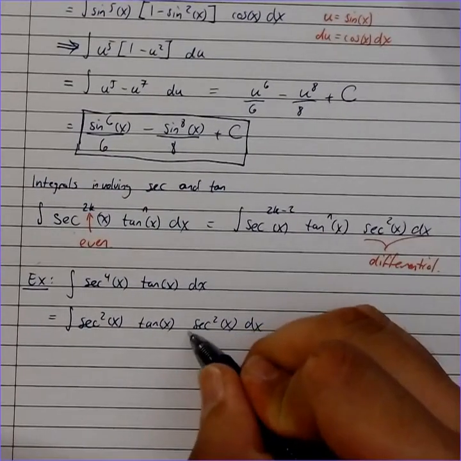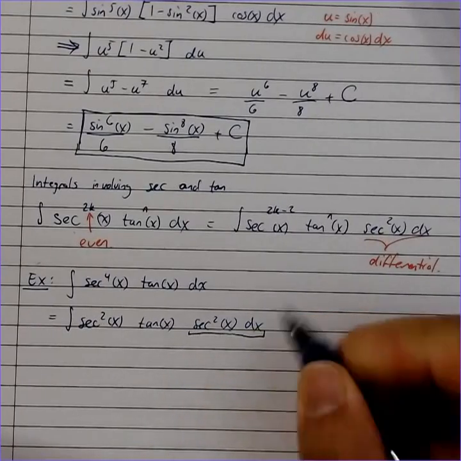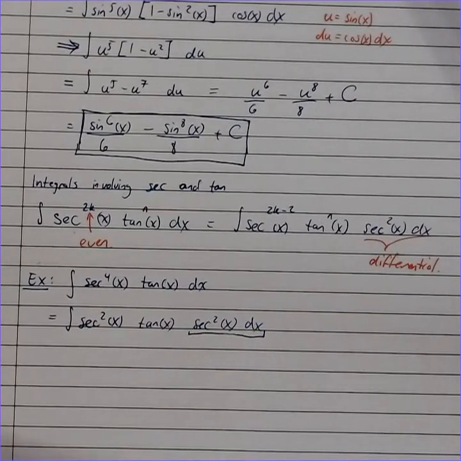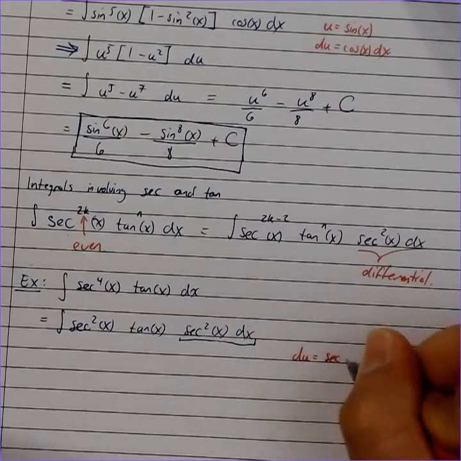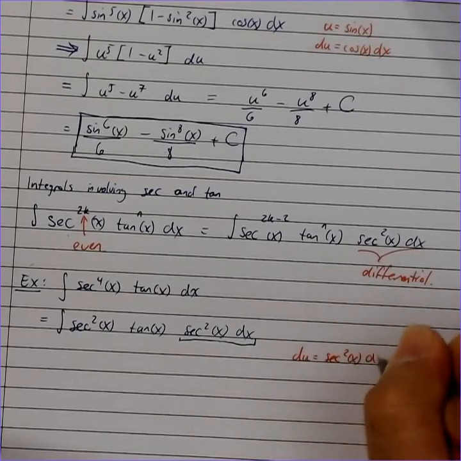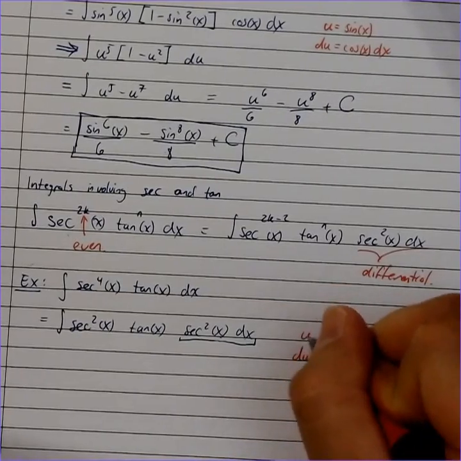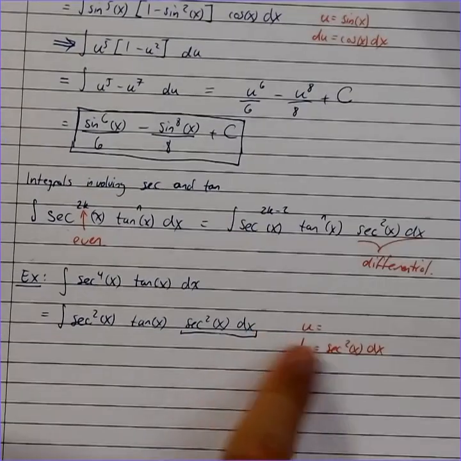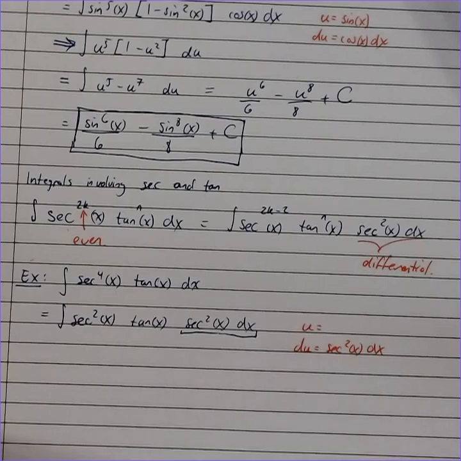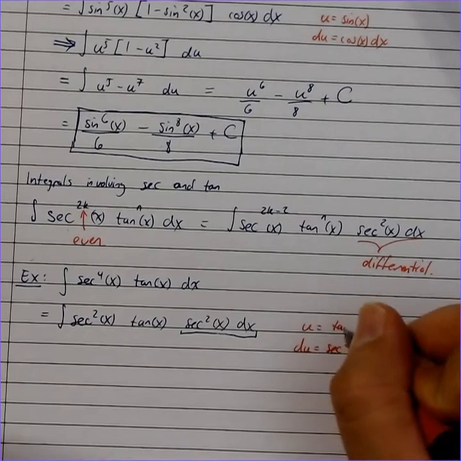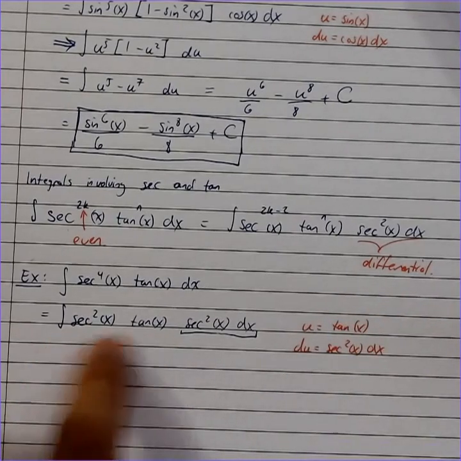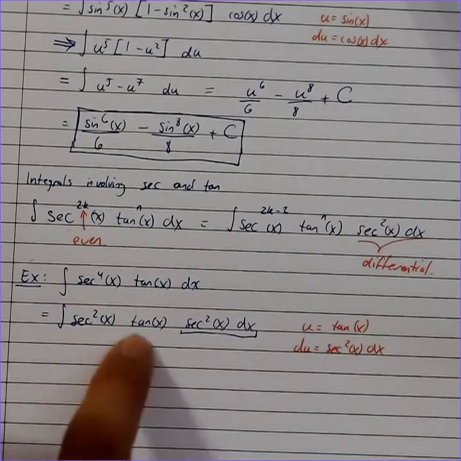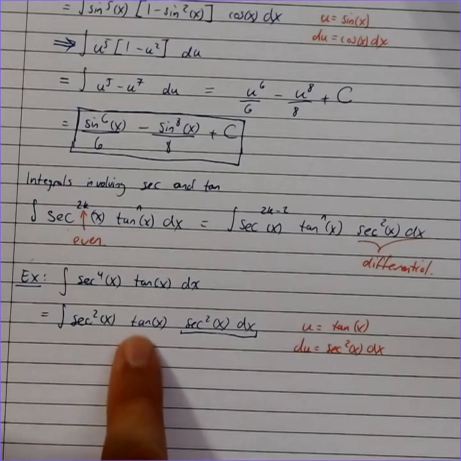But now we're going to take this as our differential. So du will be secant squared of x dx. Okay, well if that's du, what does u have to be? What can you take the derivative of to get secant squared of x? That's the tangent of x. The derivative of the tangent of x is secant squared of x. So here we need all of the rest of this stuff to be in terms of tangent. Well, that's already in terms of tangent.